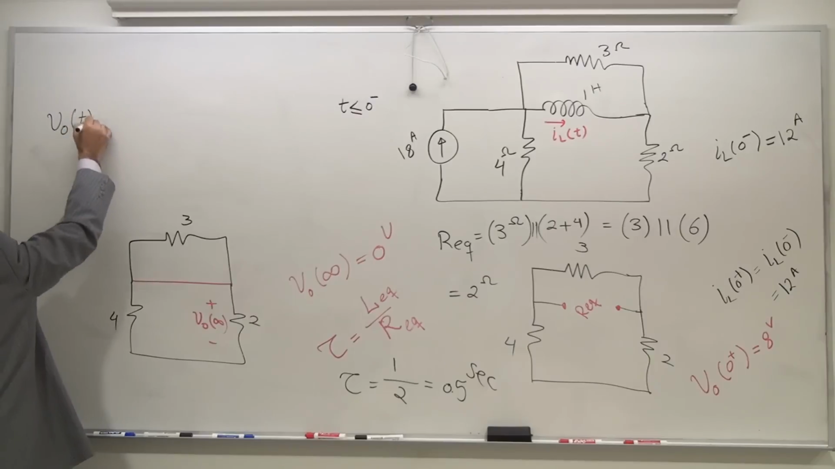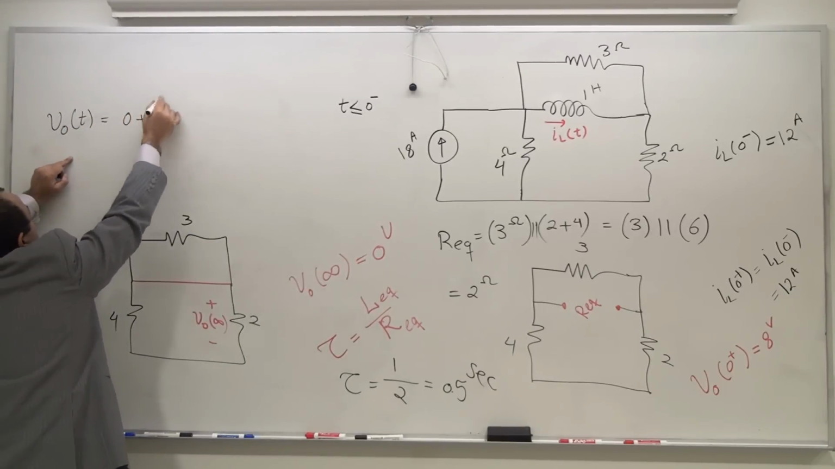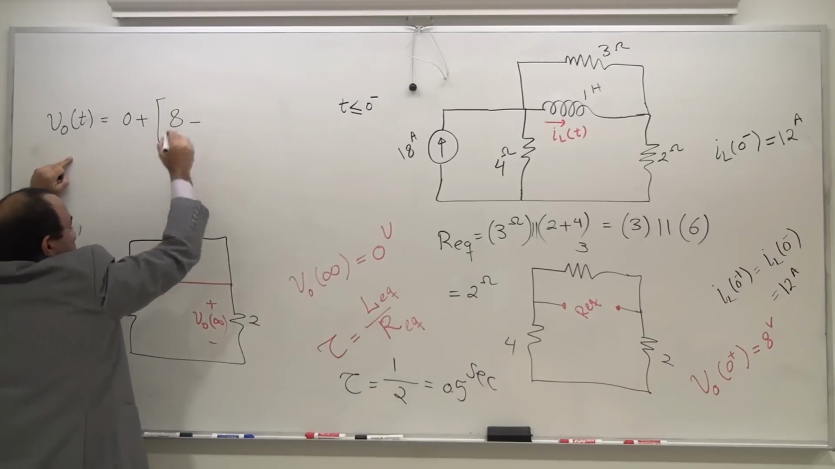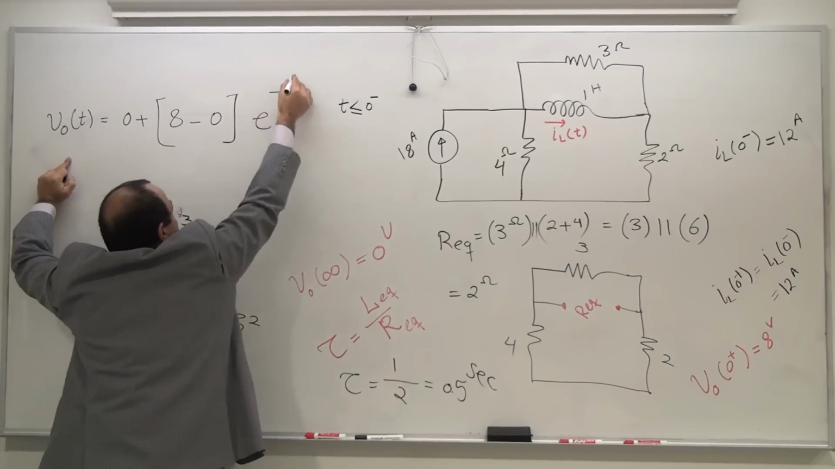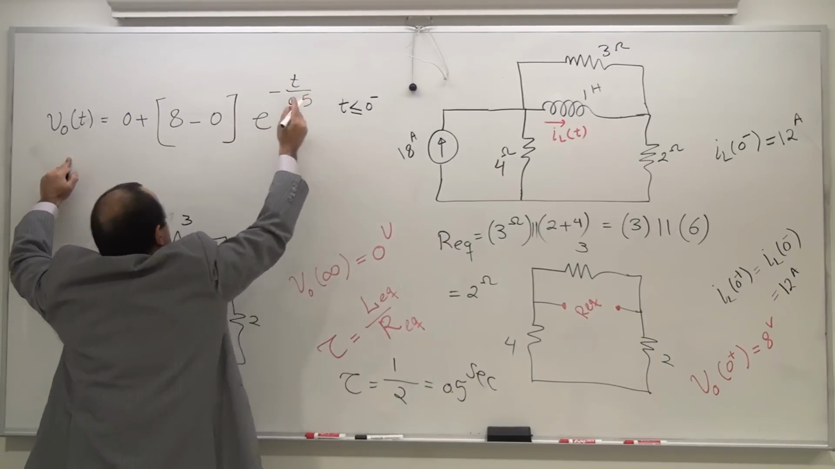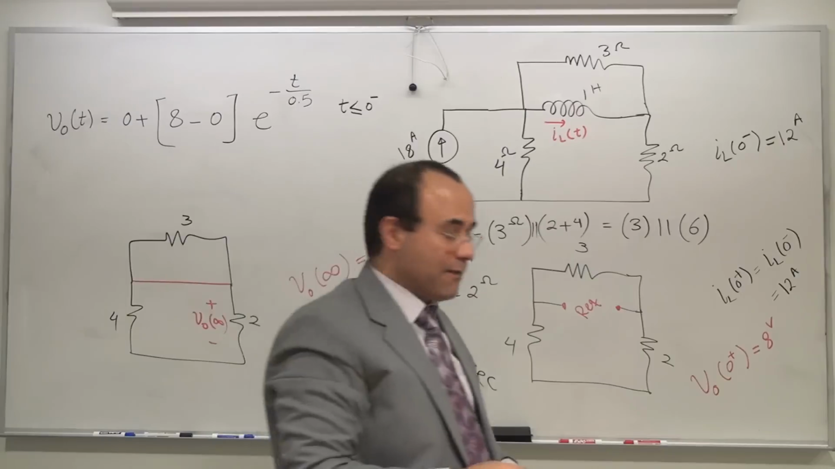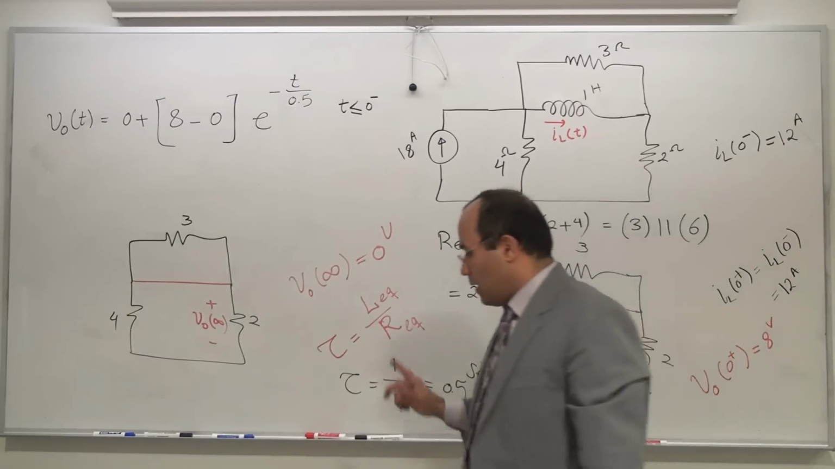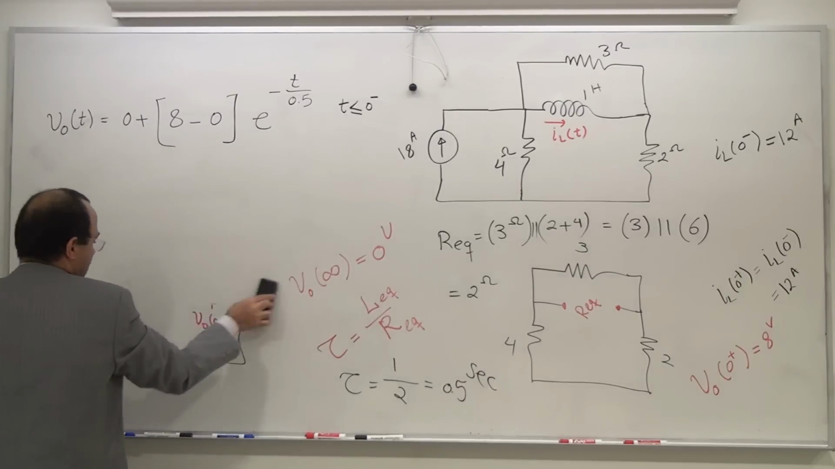VO of t is equal to VO of infinity plus VO of 0 plus minus VO of infinity, times e to the power of minus t divided by tau. That's your variable VO of t, and the variable VO of t is dedicated to after the switching event. Let's go ahead and pick up one more case and try to resolve that.